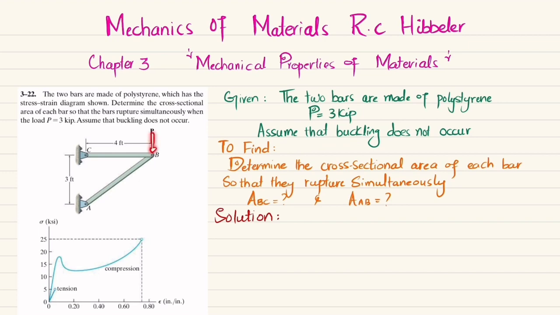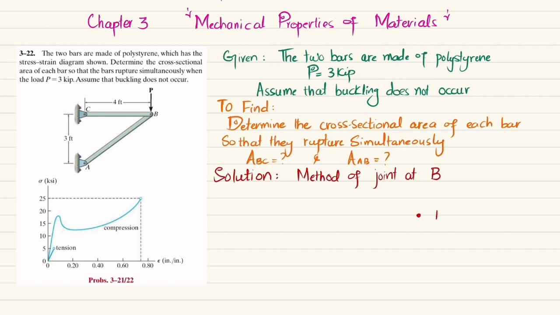Now due to this load, you can see this bar BC will be in tension and this bar AB will be in compression. So this bar CB will exert a force on point B in this direction, and this bar will exert a force on point B in this direction. So we will use the method of joint at point B to find these forces in the members. So this is point B. At point B we have the P load, which is 3 kips, that is downward. The force exerted by bar CB on point B will be FCB. Similarly, the force that bar AB will exert on point B will be FAB.